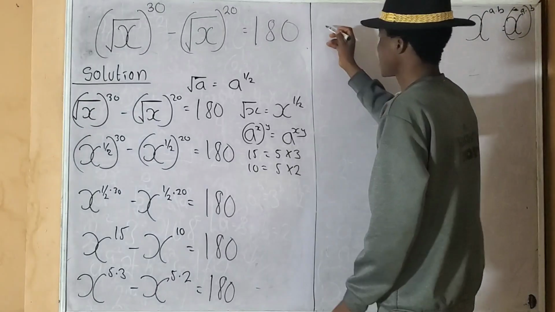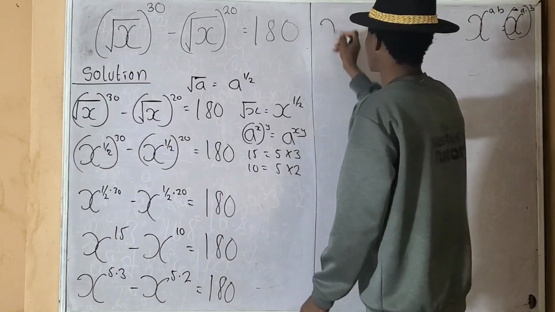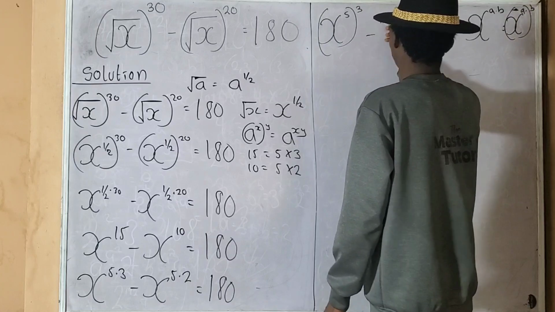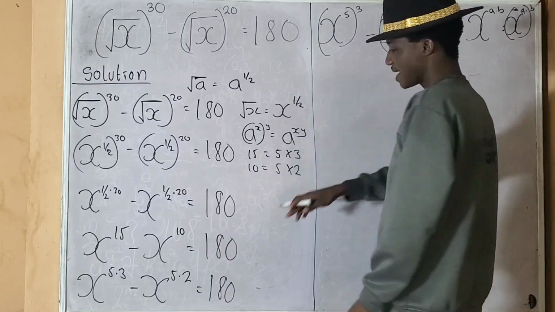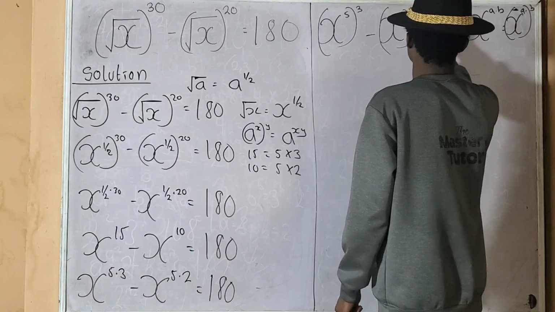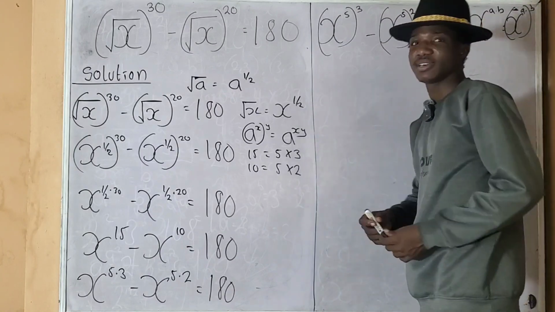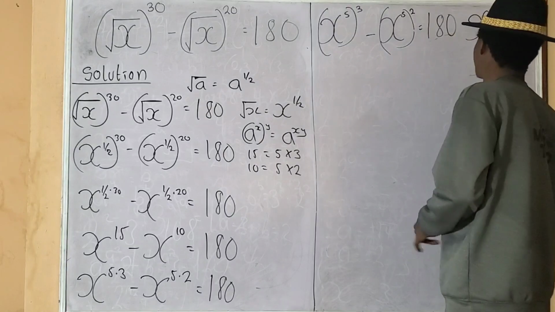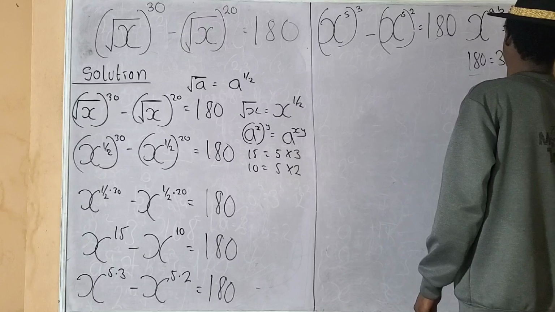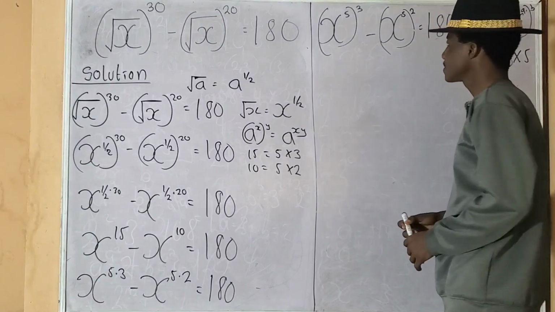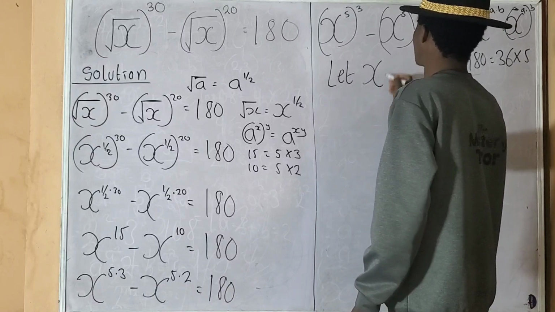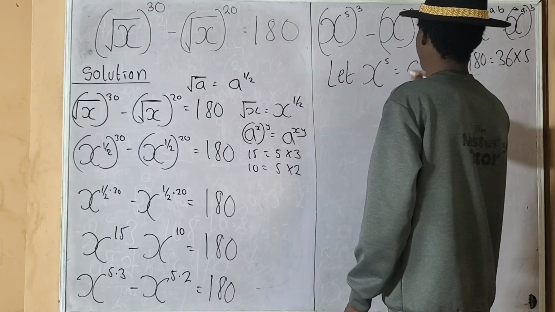So that means x raised to the power of 5 times 3 can be written as x raised to the power of 5 raised to the power of 3, minus x raised to the power of 5 times 2, which can be written as x raised to the power of 5 raised to the power of 2. This will equal 180. Are you following? Okay. 180 can be written as 36 times 5. Is that not it?